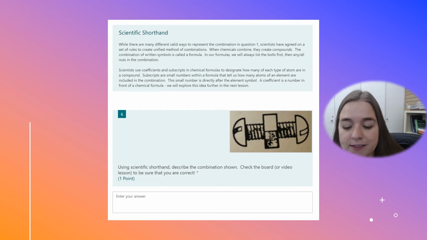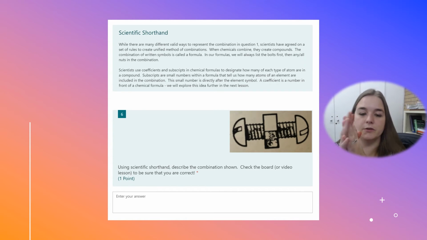Scientists use coefficients and subscripts in chemical formulas to designate how many of each type of atom are in a compound. Subscripts are small numbers within a formula that tell us how many atoms of an element are included in the combination. This small number is directly after the element symbol. A coefficient is a number in front of a chemical formula. We will explore this idea further in the next lesson. So no coefficients yet, but the numbers that you are including in your combinations should be subscripts. Those subscripts are the small numbers within the combination.